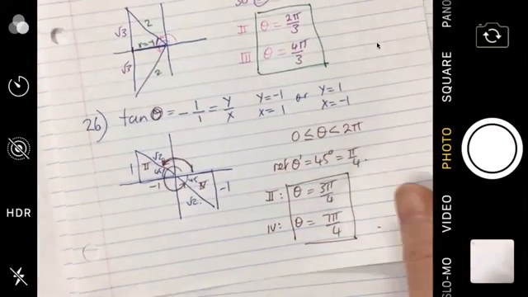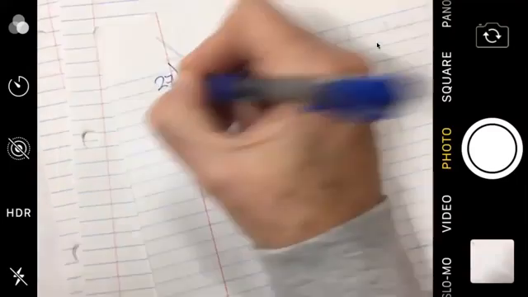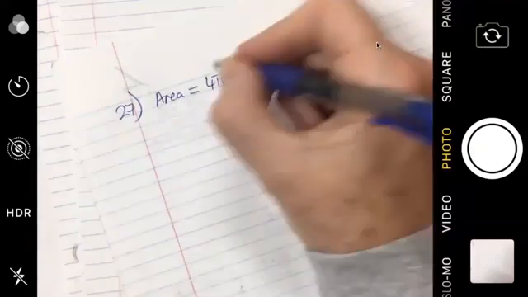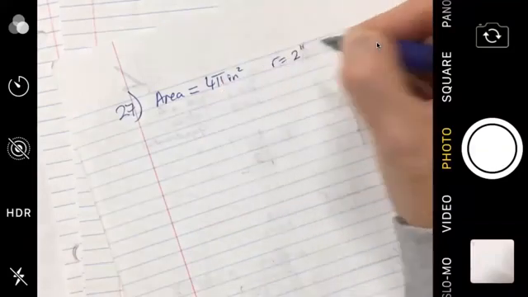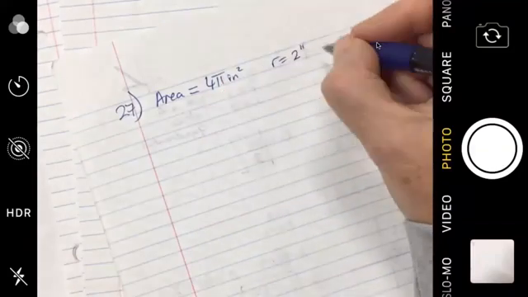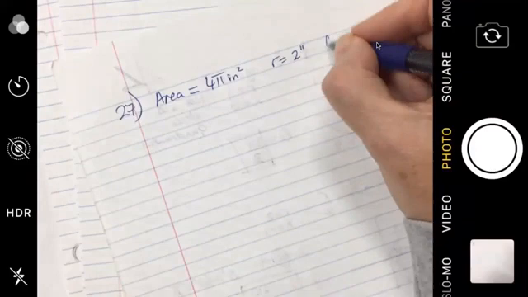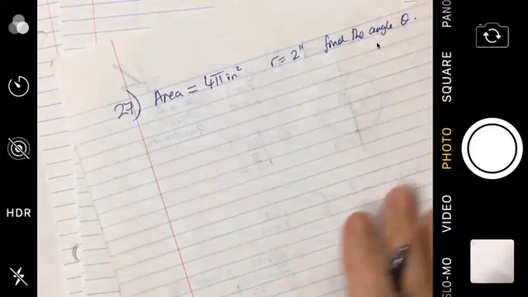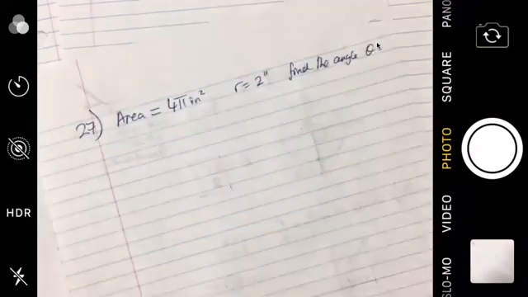Question 27. We have been told the area of a sector is 4 pi inches squared, units are important, with a radius of 2 inches. Find the angle. Let's call it theta, because we like calling angles theta.